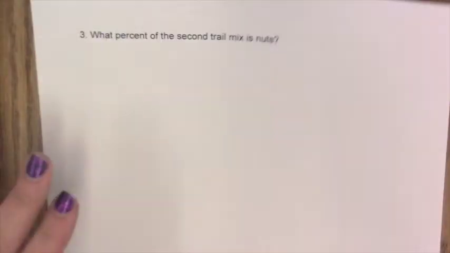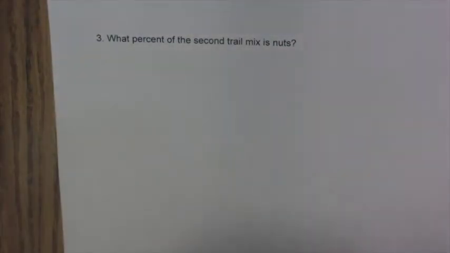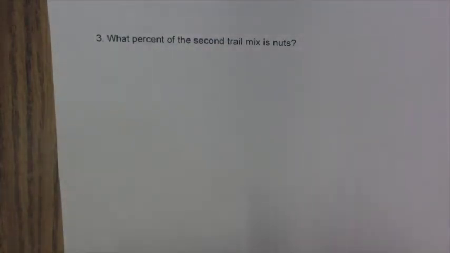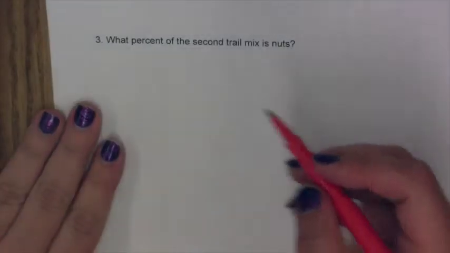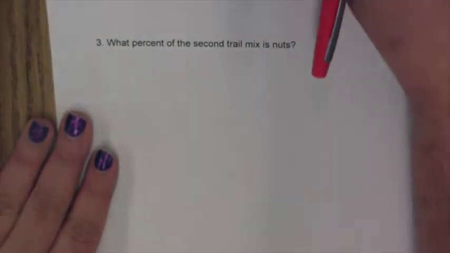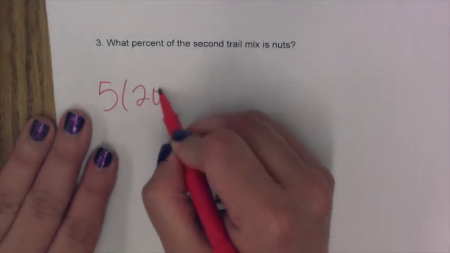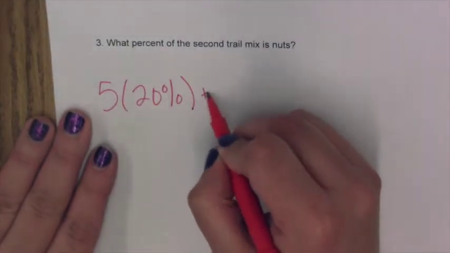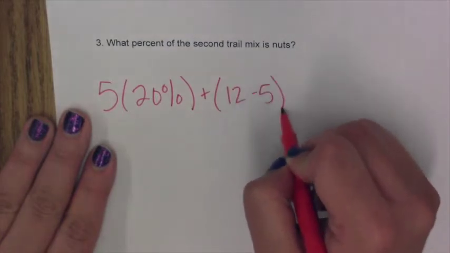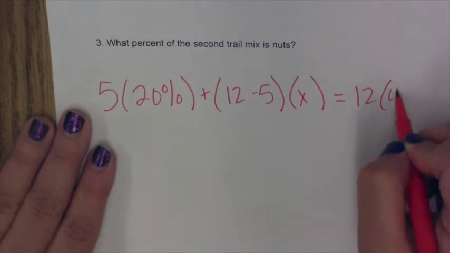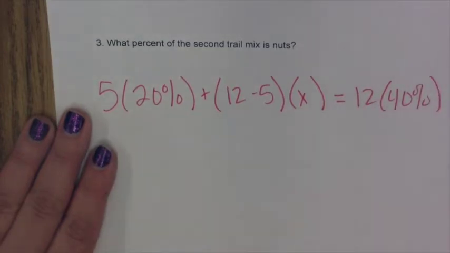Okay. And then our next question wants us to actually solve that equation and find the percent of nuts that are in that second trail mix. So I'm going to write out our equation that we started with. We're going to simplify it down and then we'll solve it. So we had 5 times 20% plus 12 minus 5 times x was equal to 12 times 40%.